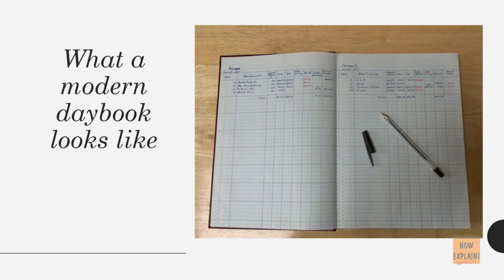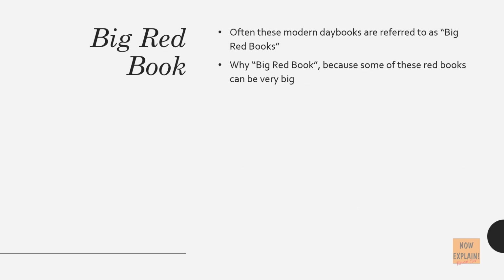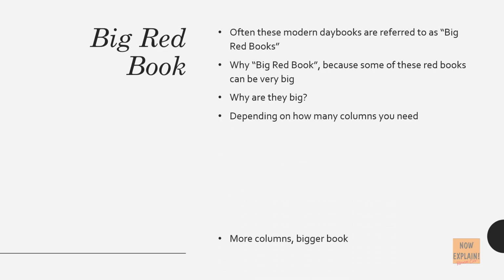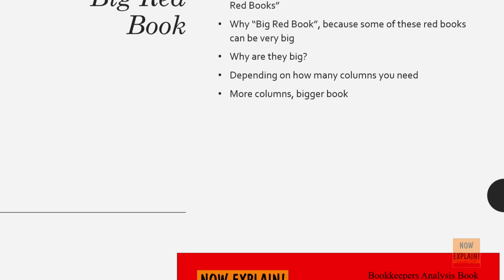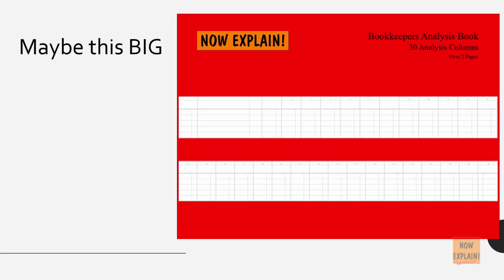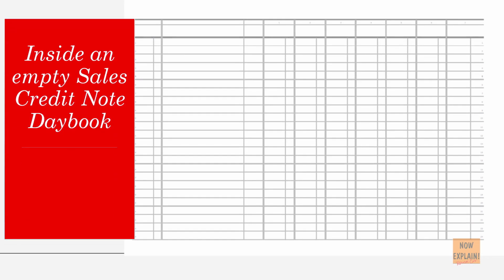What a modern daybook looks like. Big Red Book. Often these modern daybooks are referred to as Big Red Books. Why Big Red Book? Because some of these red books can be very big. Why are they big? Depending on how many columns you need. More columns, bigger book. Maybe this big. This book has 30 analysis columns. The columns will be very narrow. Inside, an empty sales credit note daybook.